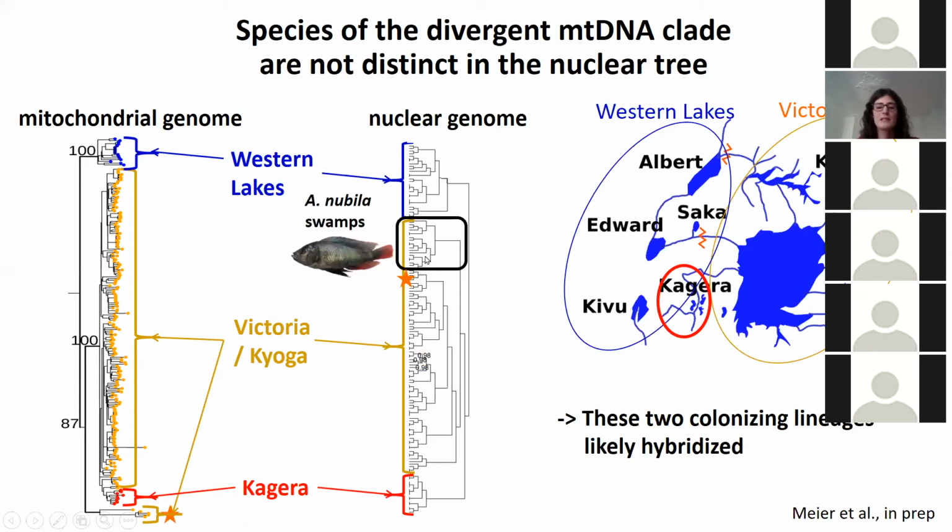The most basal clade in the Lake Victoria Kyoga radiation is actually cichlids which are not right within Lake Victoria, but from swamps around the lake. It's this group of Astatotilapia nubila. And I wanted to check if maybe I can find evidence for additional hybridization into the Lake Victoria Kyoga radiation that would not be shared with the swamp cichlids around the lake.